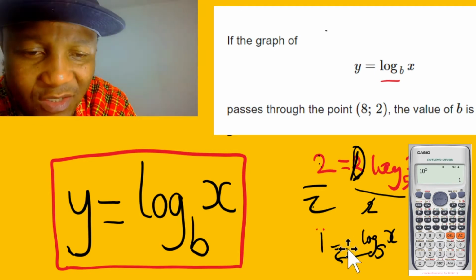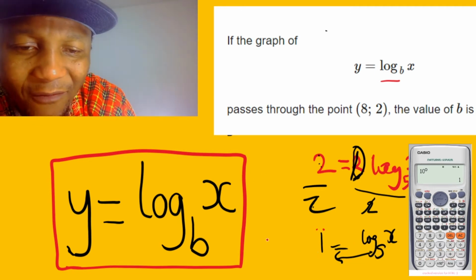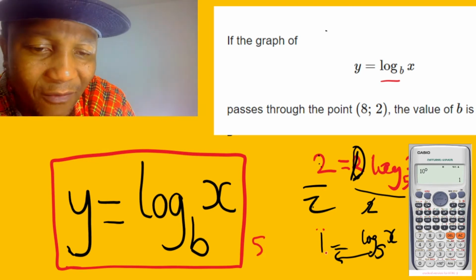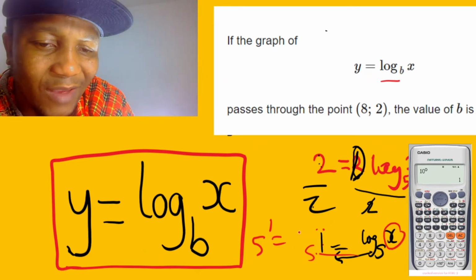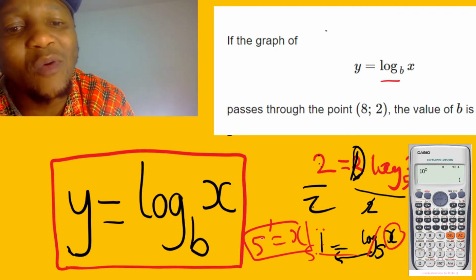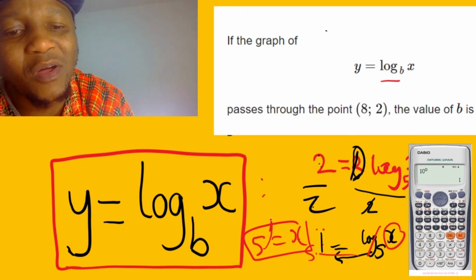When you push to the left, this is going to become what? It's going to become 5, because it's going to come here as 5, and this is going to become the power. Here we're only left with the x, and the log disappears. So x equals 5 power 1, but 5 power 1 equals 5. So x equals 5.